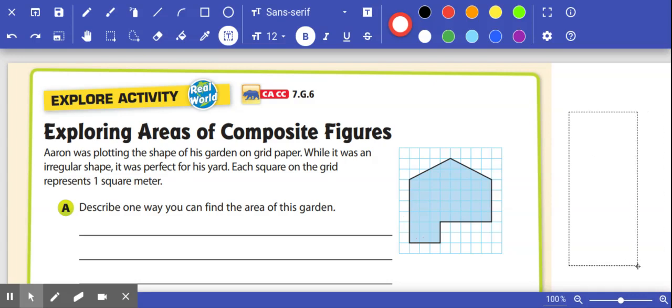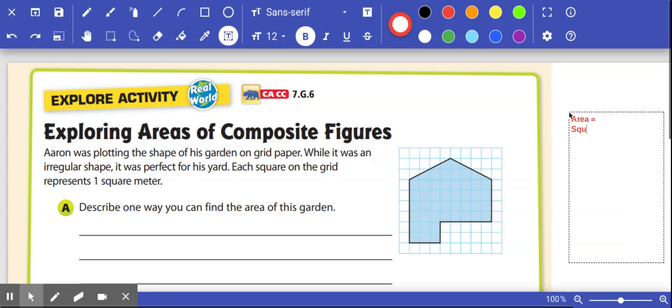So we need to talk briefly about area. You probably learned this in other classes, but the area of a square or a rectangle is base times height. The area of a triangle is 1/2 base times height. All right? So let's look at Aaron's figure.